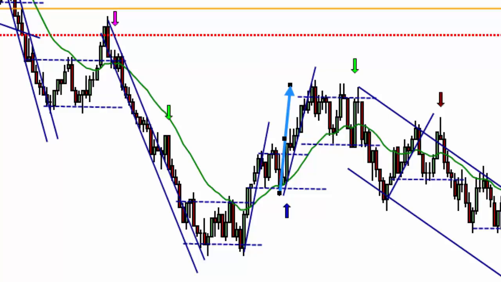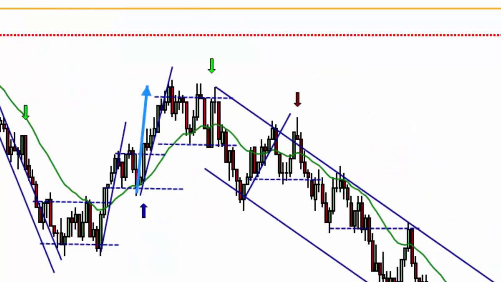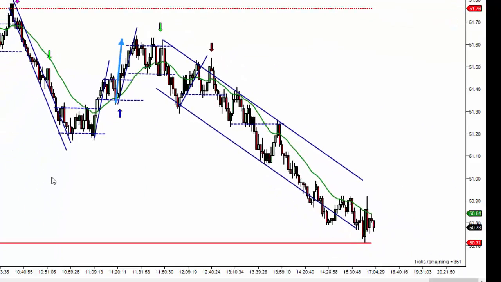So you could say that this is like down here, and then once this started moving down, the momentum just carried it lower. Anyway, that's it for the trades.